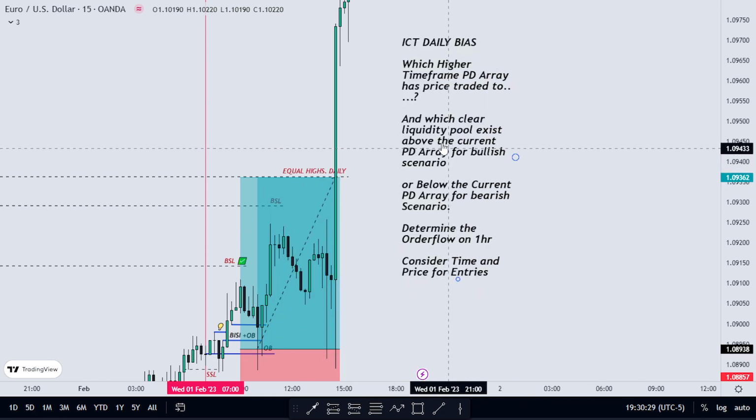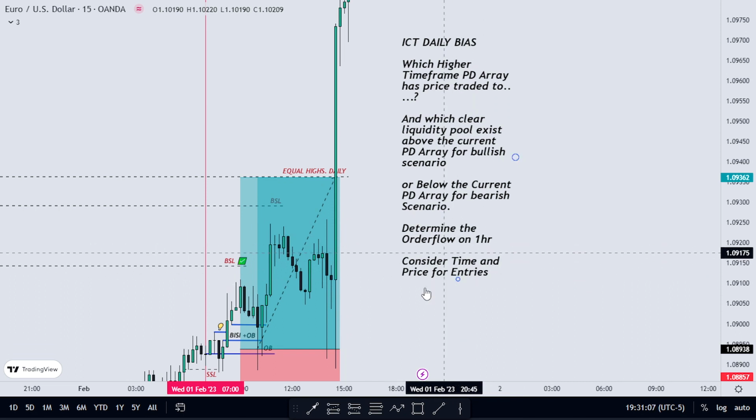So you have to identify any clear liquidity pool that is existing above the current PDRA that price has traded to for a bullish scenario. Then for a bearish scenario, you have to determine any clear liquidity pool existing below the PDRA that price has traded to. After that, you're going to mark or identify your order flow on the 1 hour chart to see if the order flow supports your daily bias. It's very important. And then when it comes to your entry, you have to consider time, either the London Q zone or the New York Q zone for your entry.